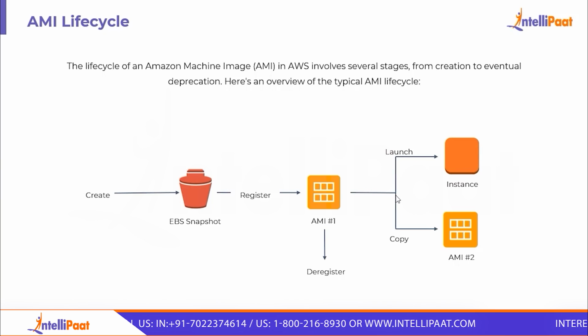as an AMI. In case you want to remove that AMI from your system or the AWS console, you can just select your AMI and deregister. When an AMI is no longer needed, you can deregister it, and this doesn't delete the AMI, but it does remove it from the list of available AMIs. Now each step in the AMI lifecycle is an opportunity to manage, deploy and scale your applications efficiently.